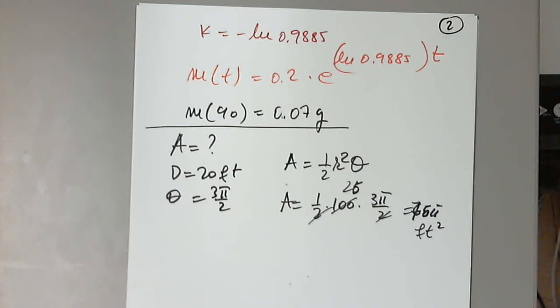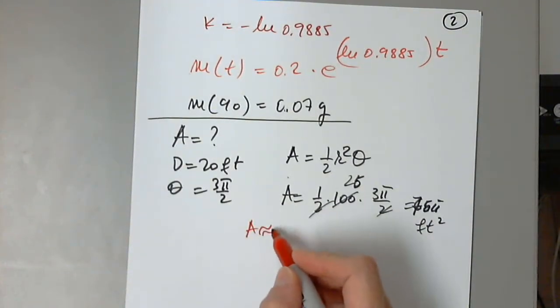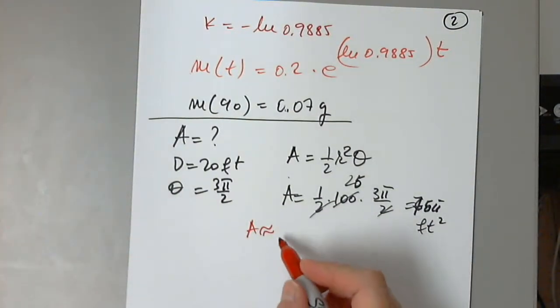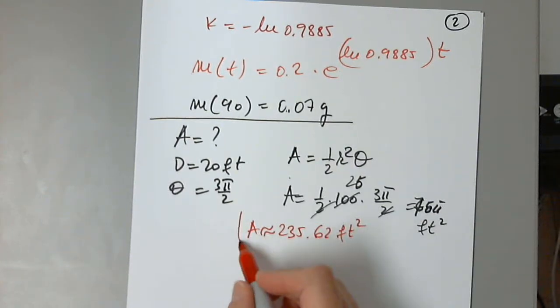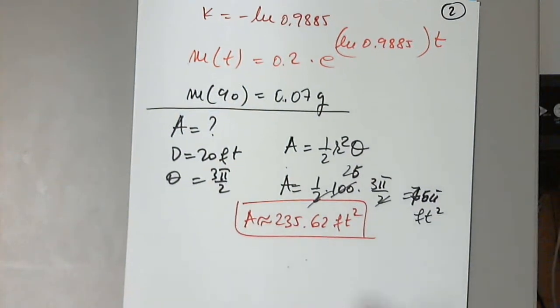Yeah, yeah. So 235.62 square feet? Is that correct? Okay, perfect. Other questions? Next question. So this is approximately then 235.62 square feet. And that's just solving the arc length. This was the area, the area of the sector.